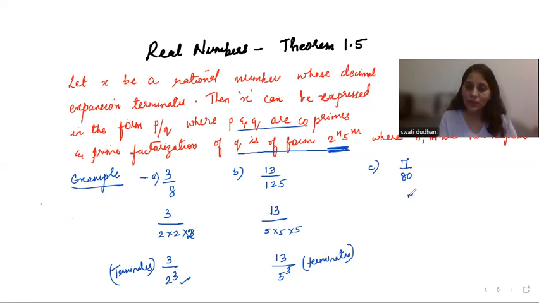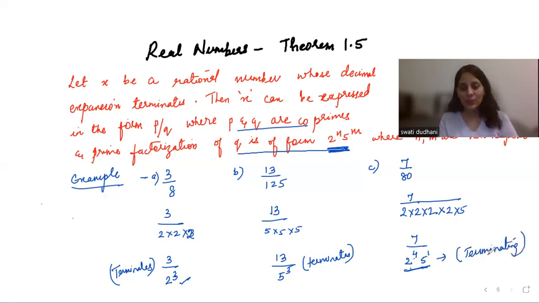Let's see one more example. 7 by 80. So 80 is 8 into 10. 8 is 2 into 2 into 2, and 10 can be written as 2 into 5. So basically this is 7 by 2 power 4, 5 power 1. So now again this is in the form of 2 power n, 5 power m. So therefore, this is also terminating. That means the remainder is 0.